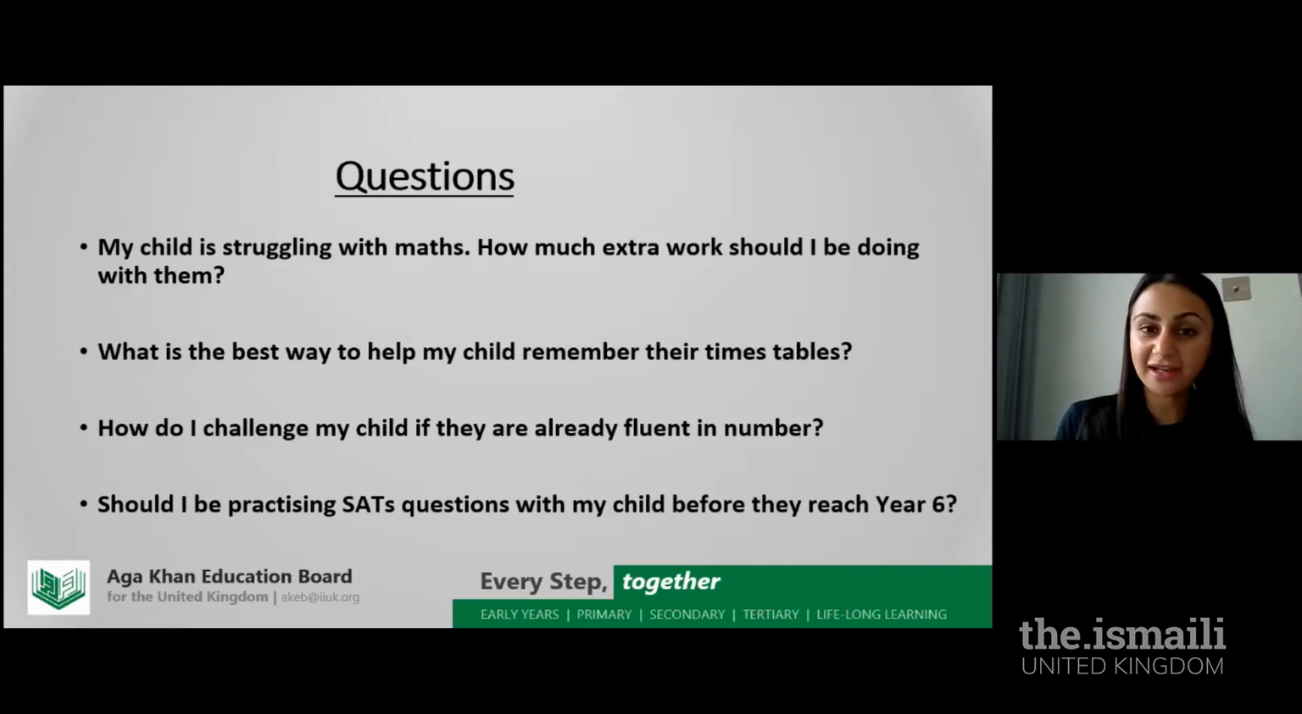Try to keep it practical. If your child is struggling in an area with maths, keeping it practical, using resources is the best way to really support your child who's struggling to understand a concept. Lots of praise, develop their confidence in the area as well.